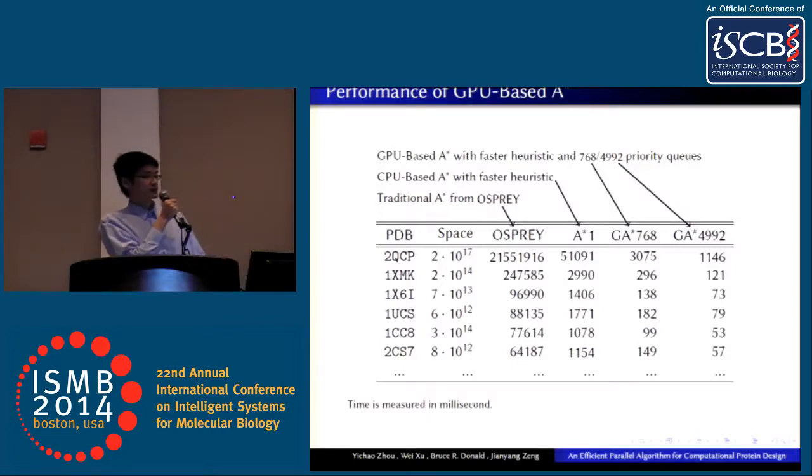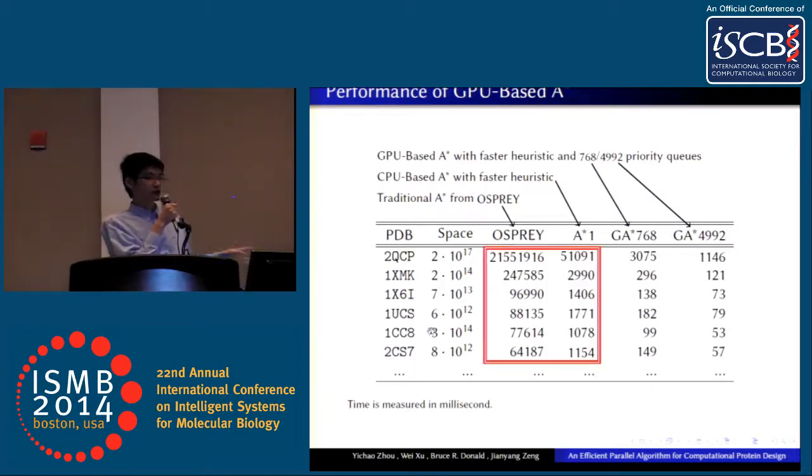This table gives the running time of different A-star search algorithms. The column labeled Osprey shows the running time of the traditional A-star algorithm, which is implemented in Osprey. The column labeled A-star 1 shows the running time of CPU-based A-star with our optimization of the heuristic function. The column labeled GA-star shows the running time of GPU-based A-star with different numbers of priority queues.